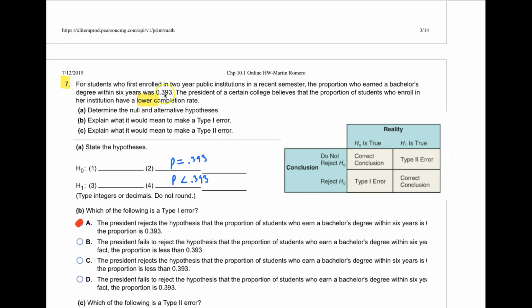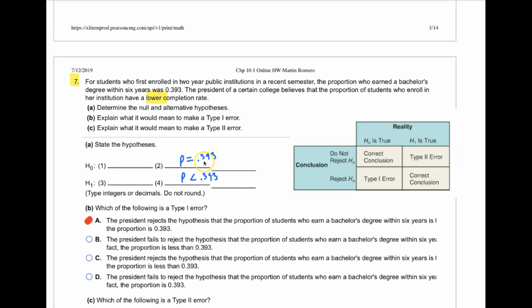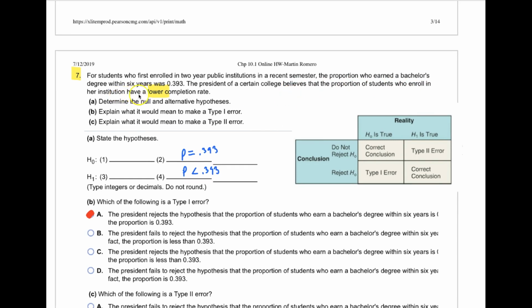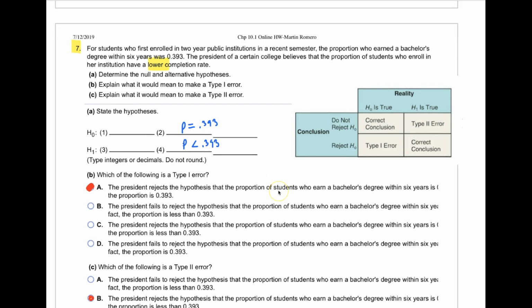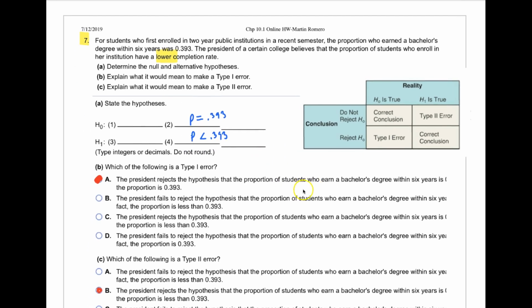The stated completion rate was 0.393, so the null hypothesis is that the proportion of students who finish their degree within 6 years is 0.393. This president thinks it's lower. They have a lower completion rate, so the alternative to it being equal to 0.393 is that the proportion is less than 0.393. Now, given that information, which of the following is a type 1 error?